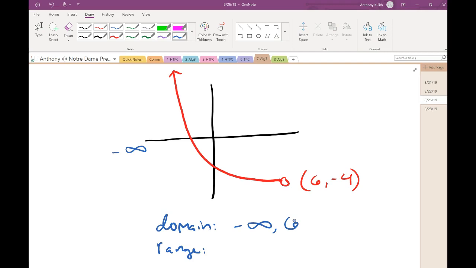For the -infinity, parenthesis or bracket? Parenthesis. Always parentheses on the infinities. For the 6, parenthesis or bracket? I hear some disagreement here. It is a parenthesis. Why? Yeah, because it's the open circle. Yep, have to be careful.